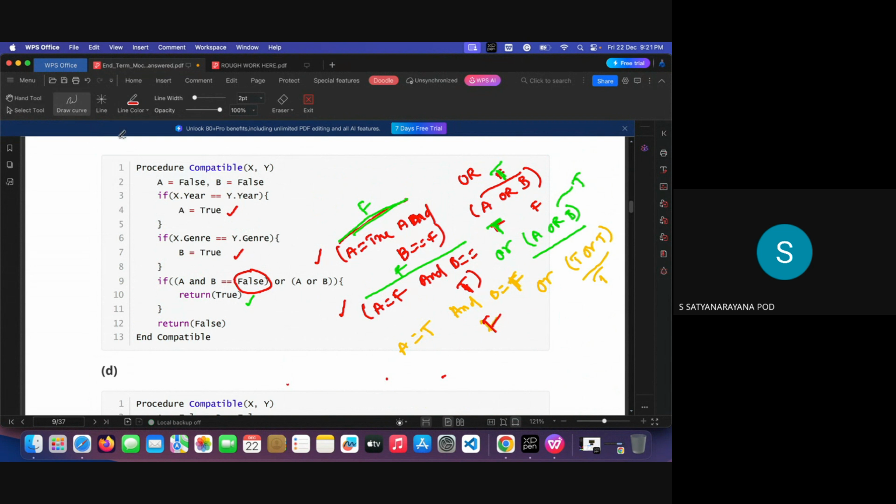So this is what you know. A is true means year is same. B is false means gender is different. Clear? The first condition is clear. Second condition: A remains false, B will become true because gender is same. Here gender is same. So what is my B value? True.